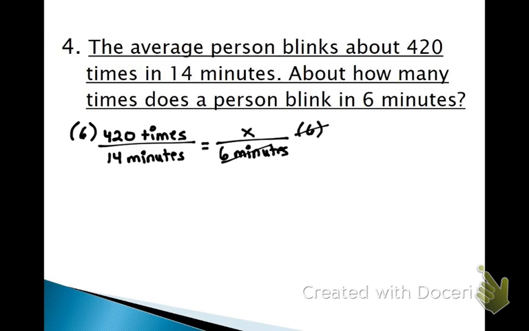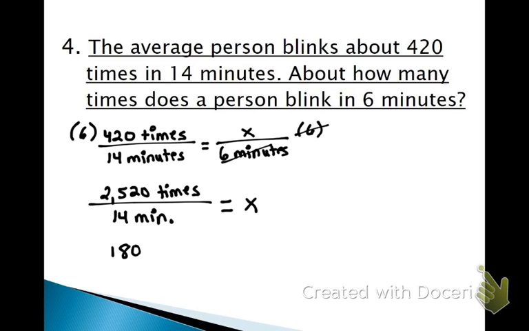What's 6 times 420? 2,520. 2,520 times per how many minutes? 14 minutes. Now you're going to find that answer equals x. What is 2,520 times divided by 14 minutes? 180. Now, 180 what? Is that 180 times or 180 minutes?